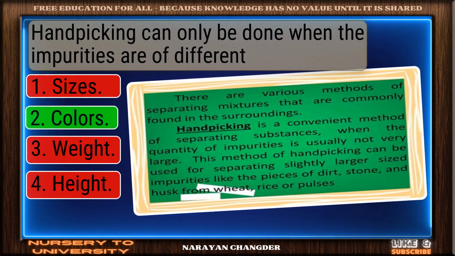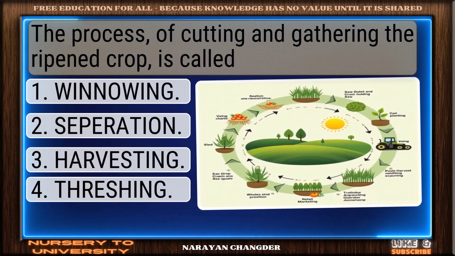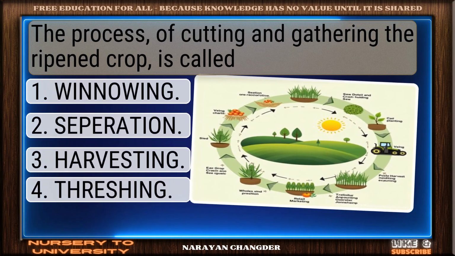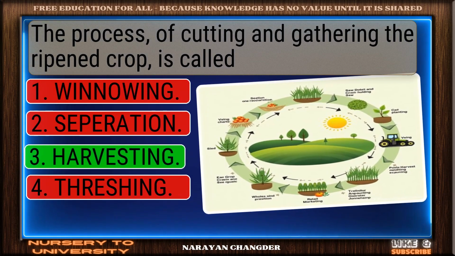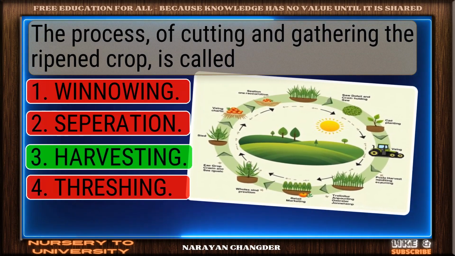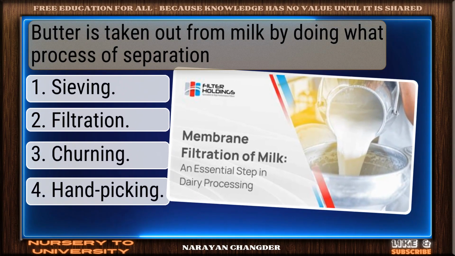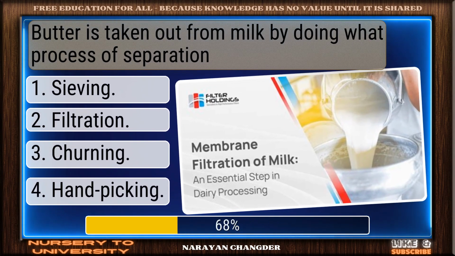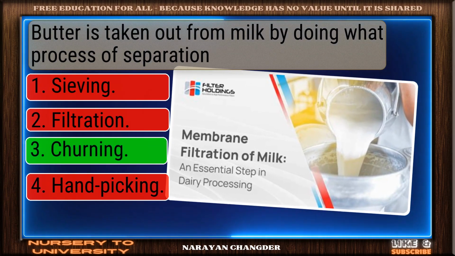Exactly. Colors make sense and it is right choice. The process of cutting and gathering the ripened crop is called. Great thinking. Harvesting is the right choice. Butter is taken out from milk by doing what process of separation? You got it. Your choice churning is right.